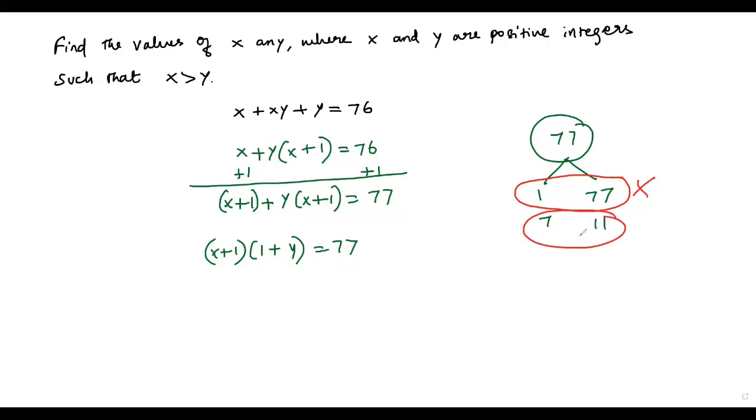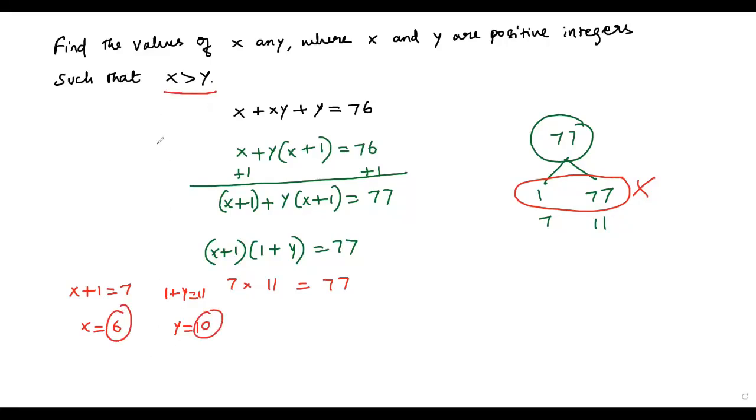Let's consider the second pair of factors, 7 and 11. I take the value of x + 1 as 7 and the value of 1 + y as 11. Then 7 times 11 is 77. If x + 1 equals 7, then x is equal to 6, and 1 + y equals 11 gives y equals 10. Here both are positive integers, but the question says x has to be greater than y, and here the value of x, 6, is less than y. So I think we can switch these two factors. Instead of taking 7 times 11, we can take 11 times 7, which also results in 77.